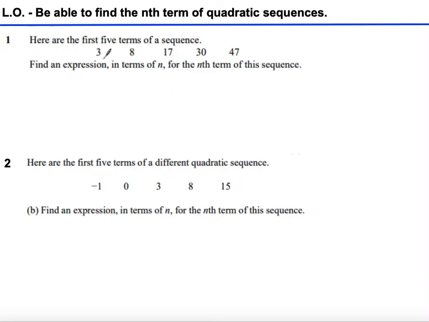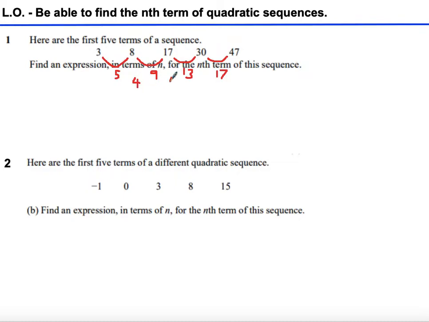So as with linear sequences, we need to figure out what the sequence is going up in. So it goes up 5, and then 9, and then 13, and then 17. Now, obviously, it's not a linear sequence because this isn't going up in equal amounts, so we need to find the second difference.